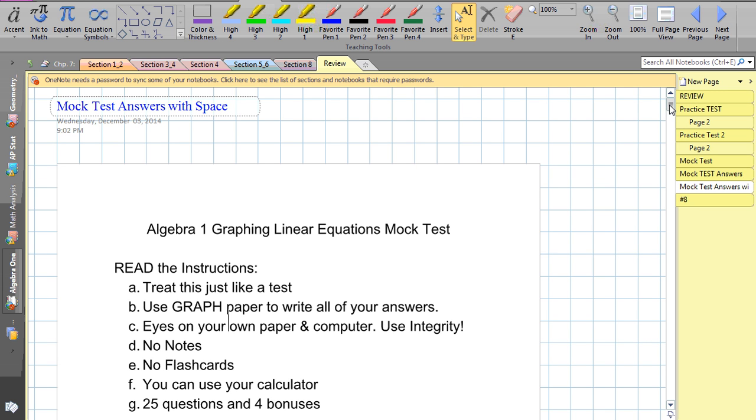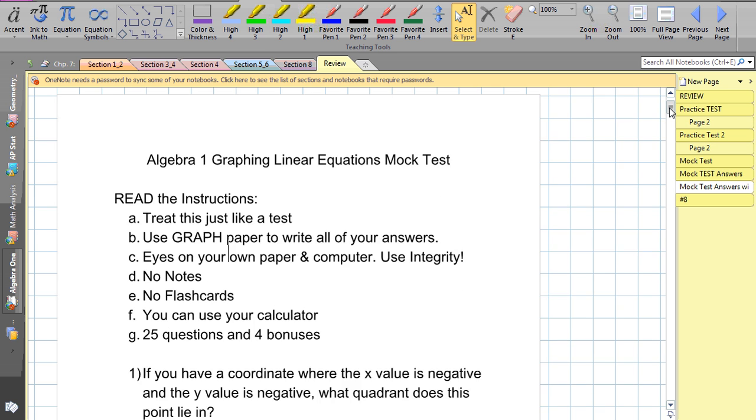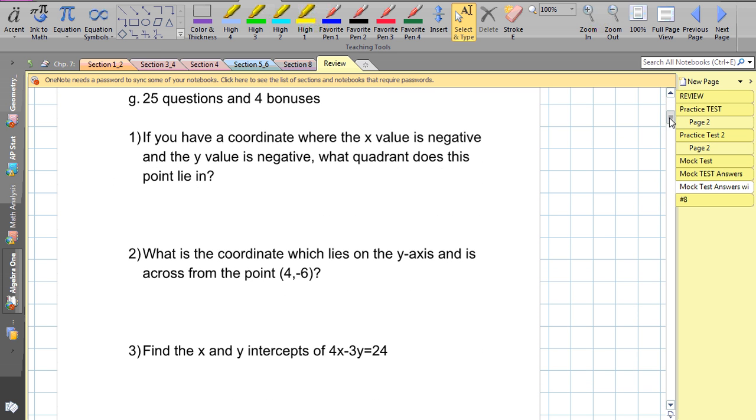Okay, my people, let's do this. This is going to be the answers to the mock Algebra 1 test you guys took in class a few days ago. And here are the instructions, and here was question 1.